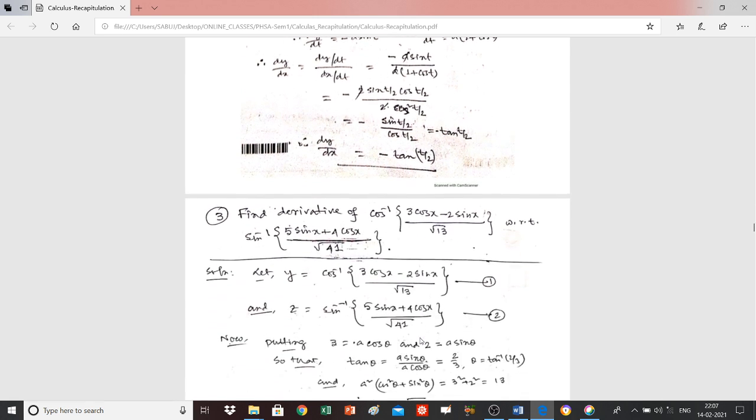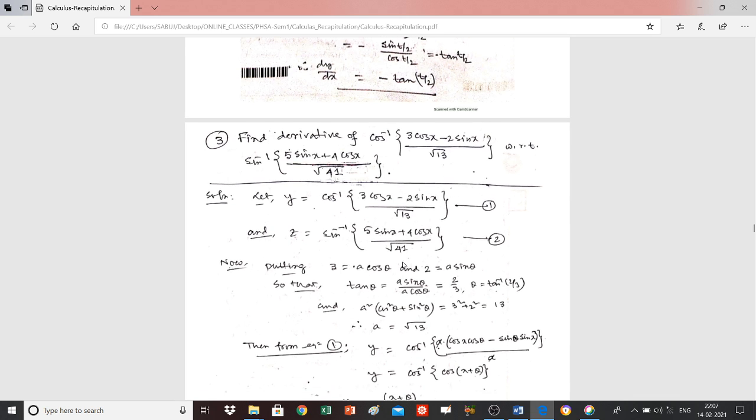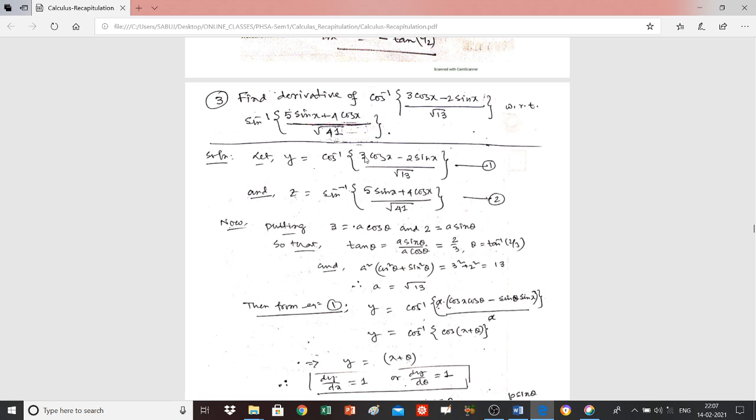Another example is here. Find the derivative of cos inverse of (3 cos x minus 2 sin x) by root 13 with respect to sin inverse of this. So here also there are two functions. Let y be equal to cos inverse of (3 cos x minus 2 sin x) by root 13, and z equal to sin inverse of (5 sin x plus 4 cos x) by root 41. Now take another substitution, that is 3 is equal to a cos theta and 2 is equal to a sin theta.